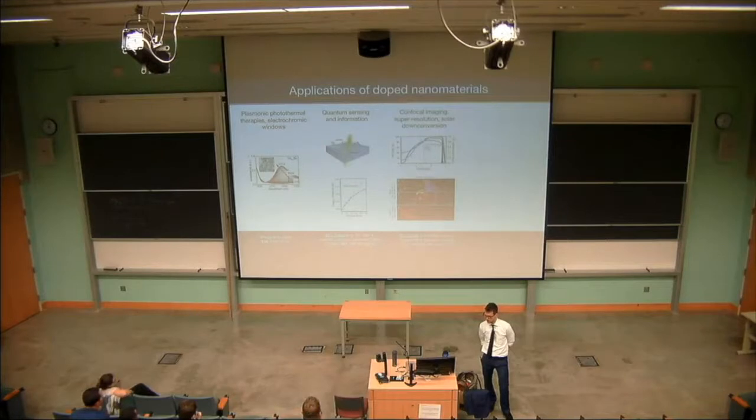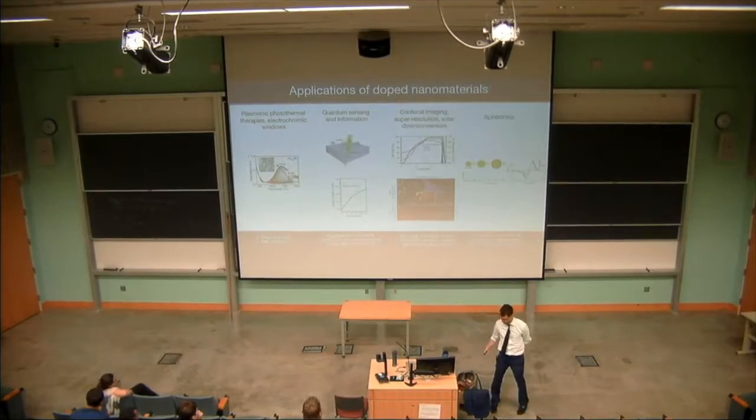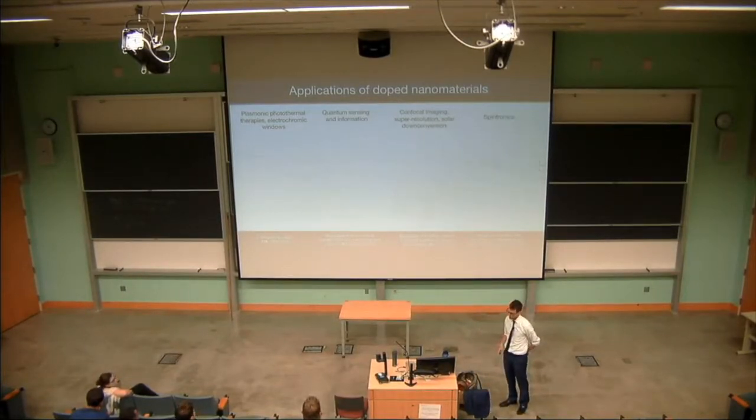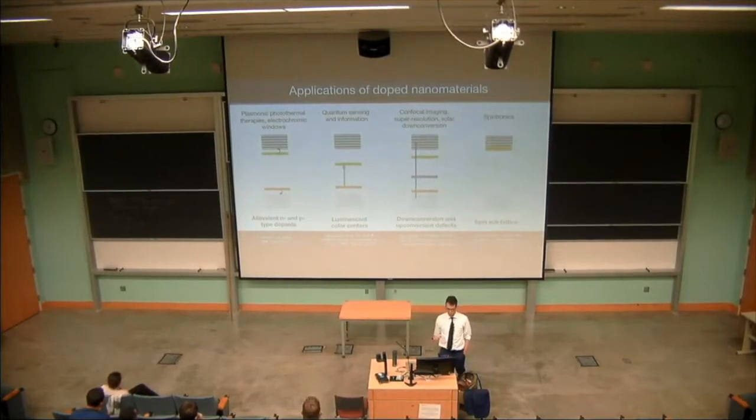And then finally, one last application that I'm just going to mention here is a very general category called spintronics, where now you're trying to use the spins in nanomaterials and engineer those to do some kind of information processing. These are all very general and a wide variety of applications, but the common theme among all these is that they all involve different doped nanomaterials. For example, this could include aliovalent and p-type dopants that are used to engineer the absorption of plasmonics.